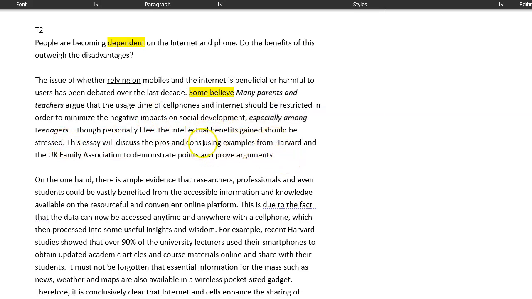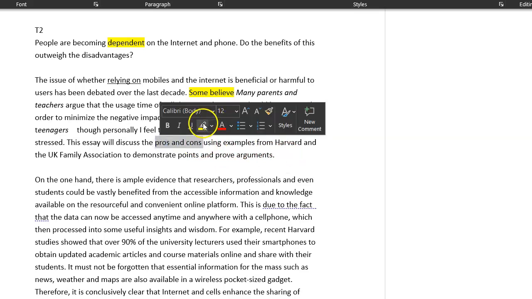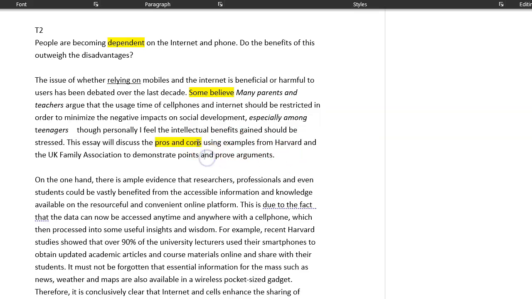I don't really like pros and cons. A bit casual. So some of these advantages or disadvantages, or some of these advantages and concerns, something like that. There are other ways around this. On one hand, there's evidence that researchers, professionals, and even students could vastly... Now, you can't, like, I benefit from something. It's not passive. You can't put it in the passive. Could vastly benefit from.